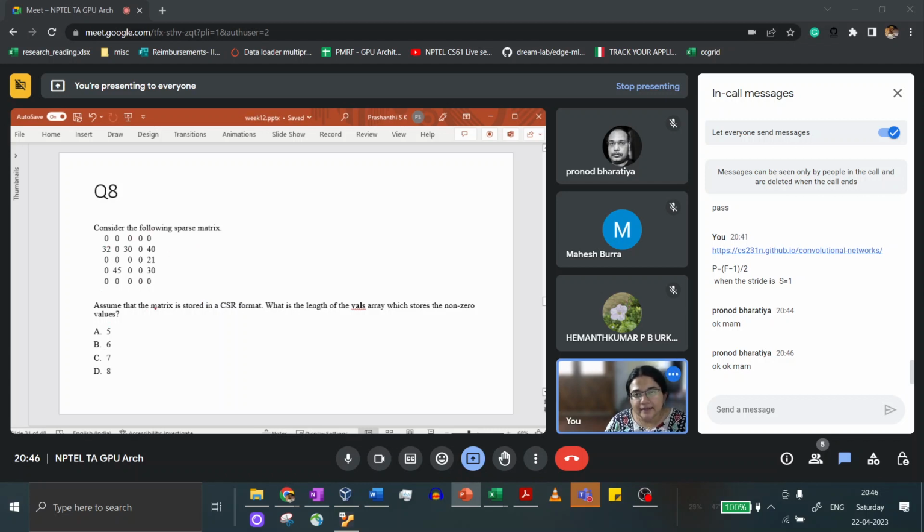So consider the following sparse matrix. Here you have a matrix. Assume that this is stored in a CSR format. What is the length of the vals array which stores the non-zero values? You can take 1 minute or maybe even 30 seconds for this. Any answers? We have two answers, 6 and 7, both of which are in the options. Think about which one it is.